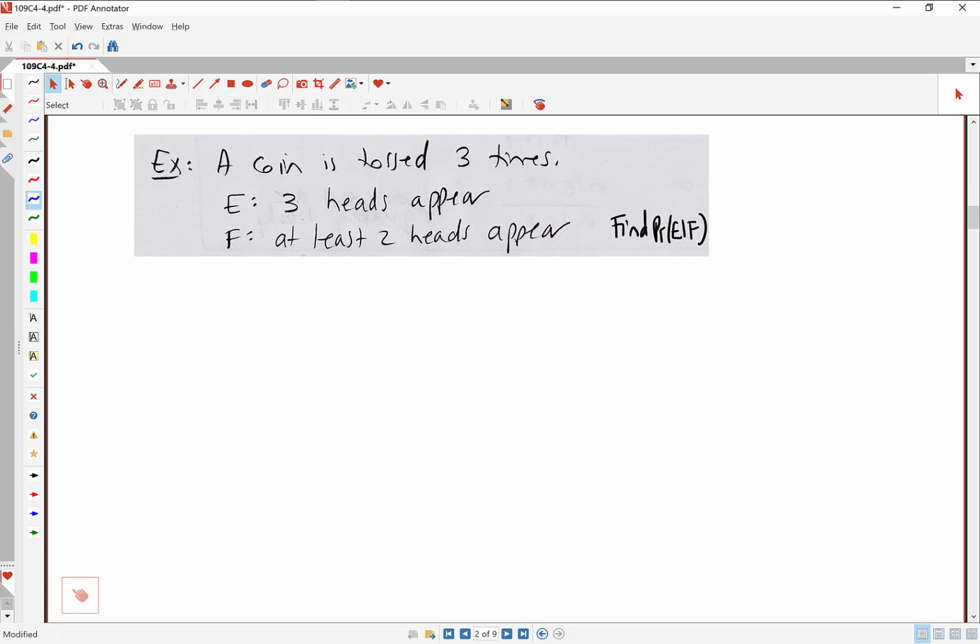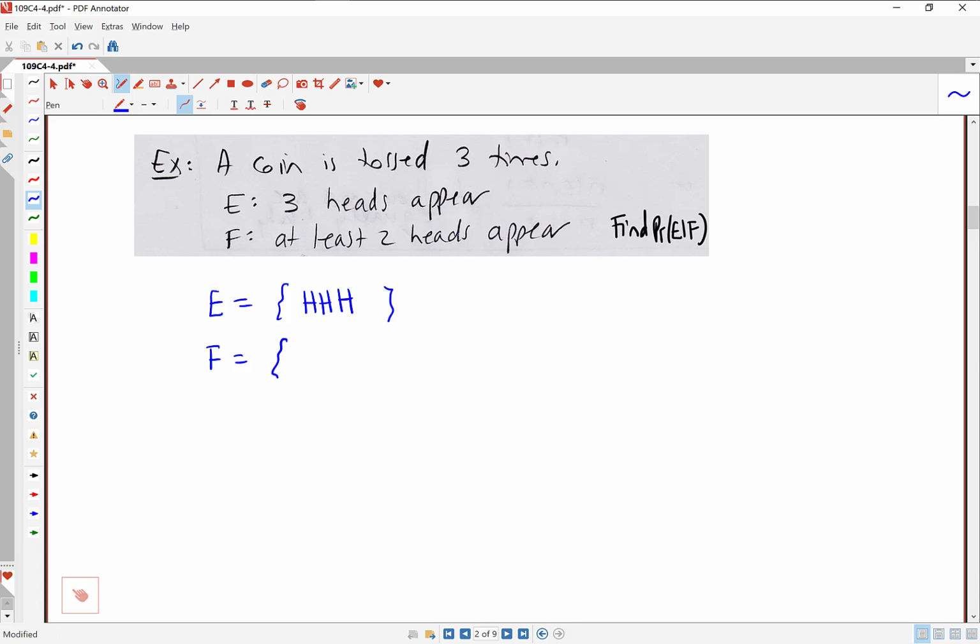Right, new problem. A coin is tossed 3 times, and we're going to specify 2 events. Event E is that 3 heads appear. Event F is that at least 2 heads appear. And we want to find the probability of E given F. So let's start out by writing out our sets E and F. The experiment is that we're tossing this coin 3 times. Event E, all the outcomes where 3 heads appear. Well, that's just one possibility: it would have to be HHH.